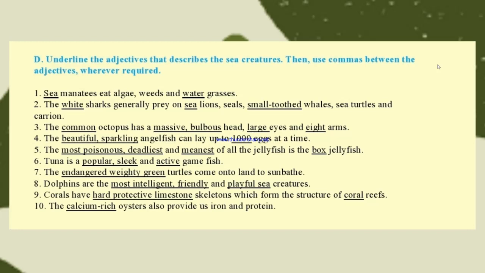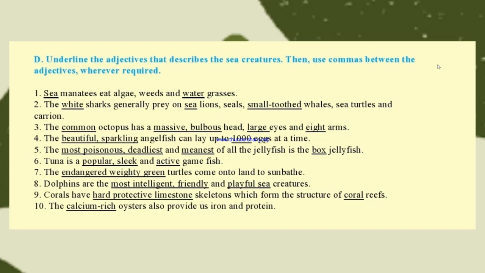Next, number 2: the white sharks generally prey on sea lions, seals, small toothed whales, sea turtles and carrions, right? Over here I have not put an underline on one of the adjectives. You have to identify which one; that is for you to do. The rest I will explain to you in this sentence.